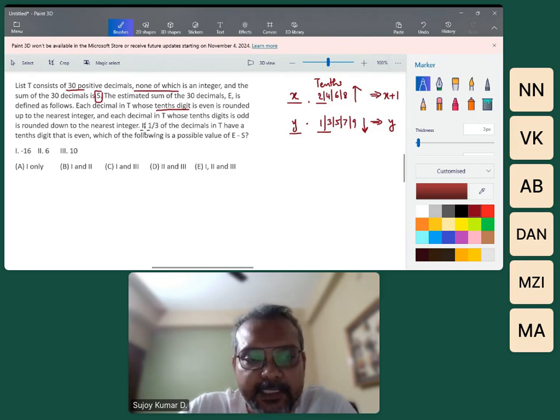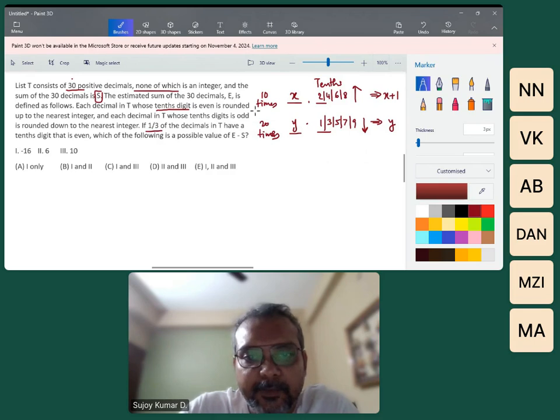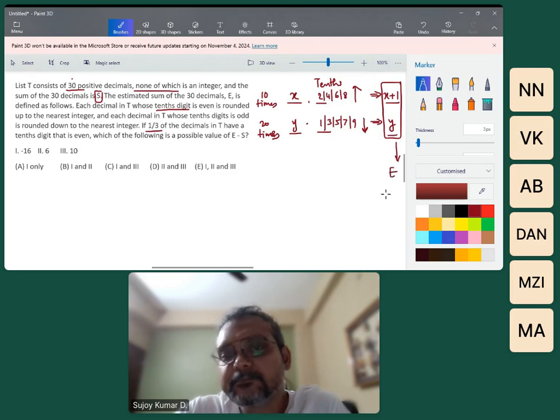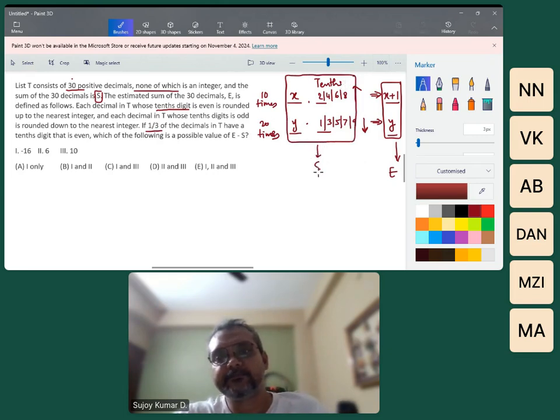Now it's saying 1/3 of the number. So there are 30, 1/3 is 10. 10 have an even digit. So this is there 10 times. And this happened 20 times. So they are saying what could be E minus S. So what is this E? After changing the numbers that you get here, if you add them up, this sum, that is E. Whereas the actual sum that you have here, that sum is actually S. You have been asked to find the difference between E and S.